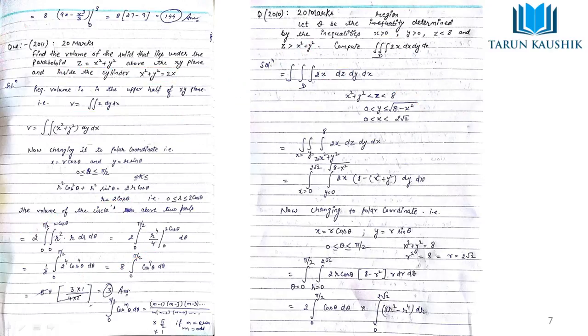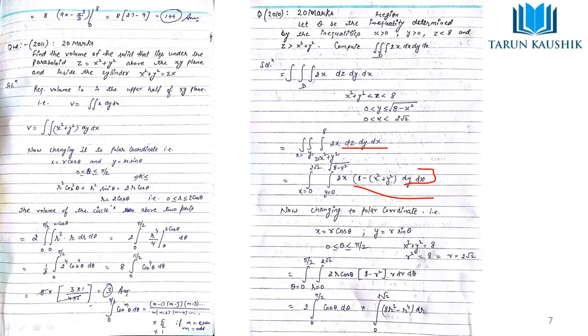When you put y equal to 0, then it becomes x square equal to z. X square equal to z, that is 8. So x becomes 2 root 2. After doing that, just put the value and you get this. Now it becomes the double integration, that is dx and dy.